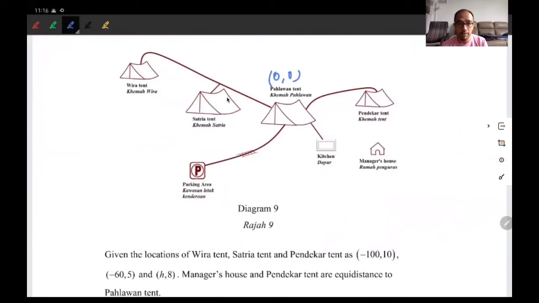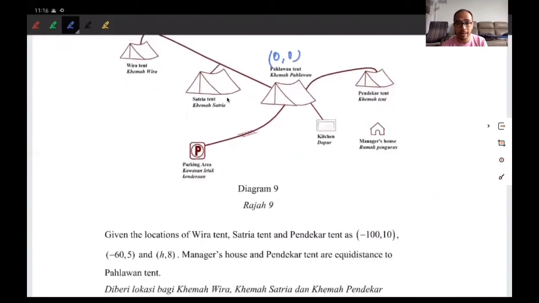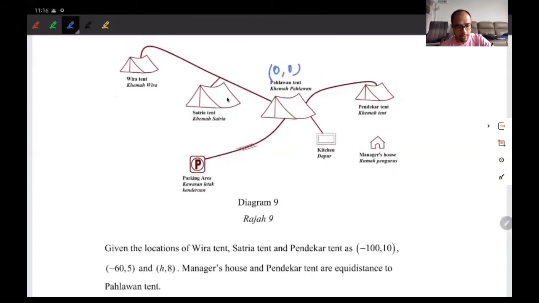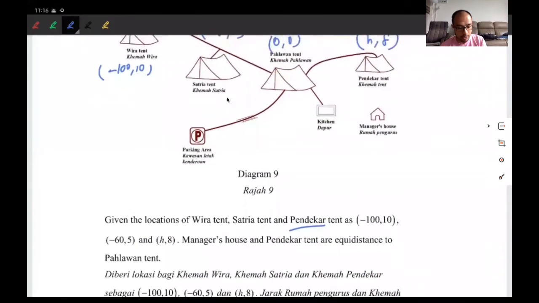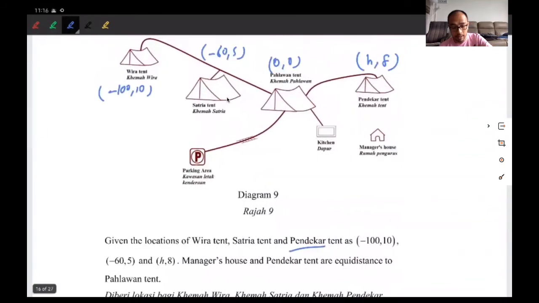So given the locations of the Vira tent, Satria tent, and Pendeka tent. Okay, so let's put this down now. Vira is negative 110. The Satria is negative 60 and 5. And the Pendeka tent is H and 8. Manager's house and Pendeka tent are equidistant to Pahlawan tent. So here to here and here is the same distance.